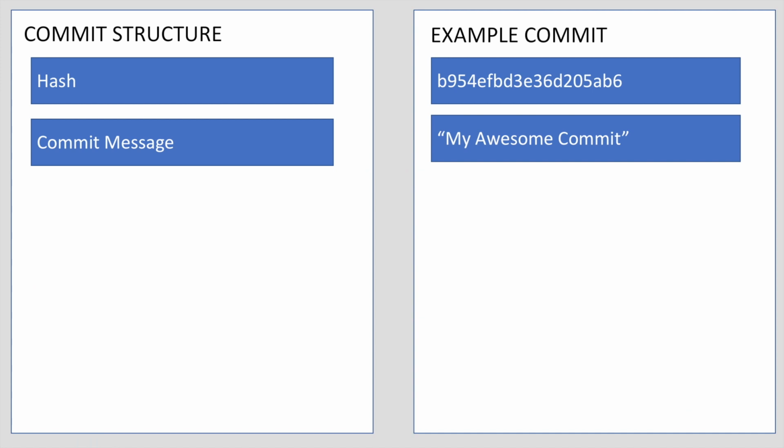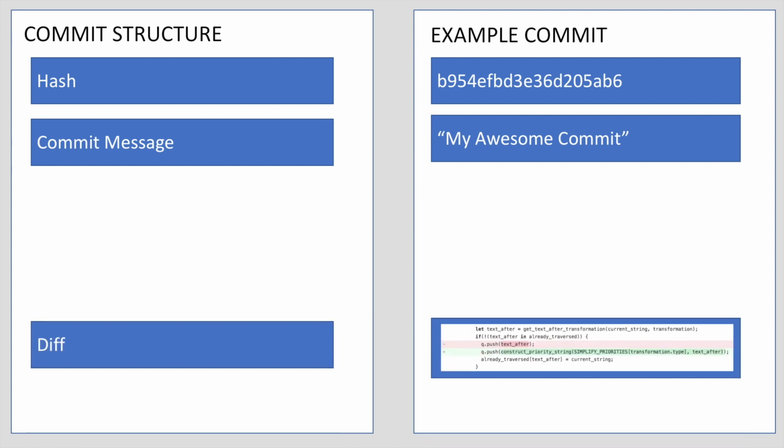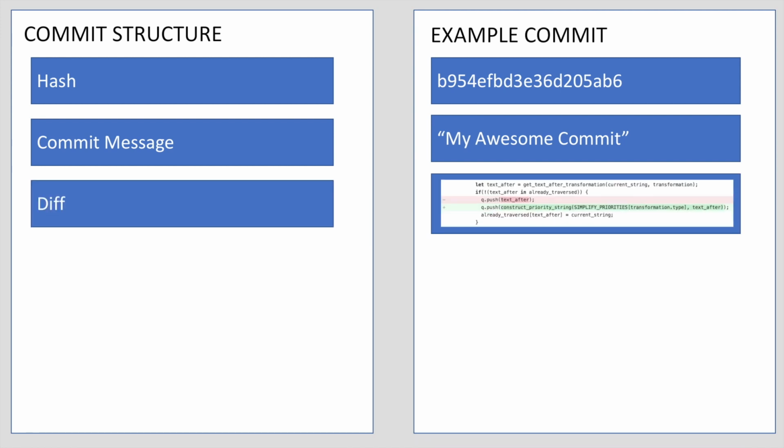The next part of the commit is the commit message. The commit message is a string of text written by the user when the commit is created. It may not be empty. The next part of the commit is a diff. The diff is a record of what changed between this commit and the previous commit.